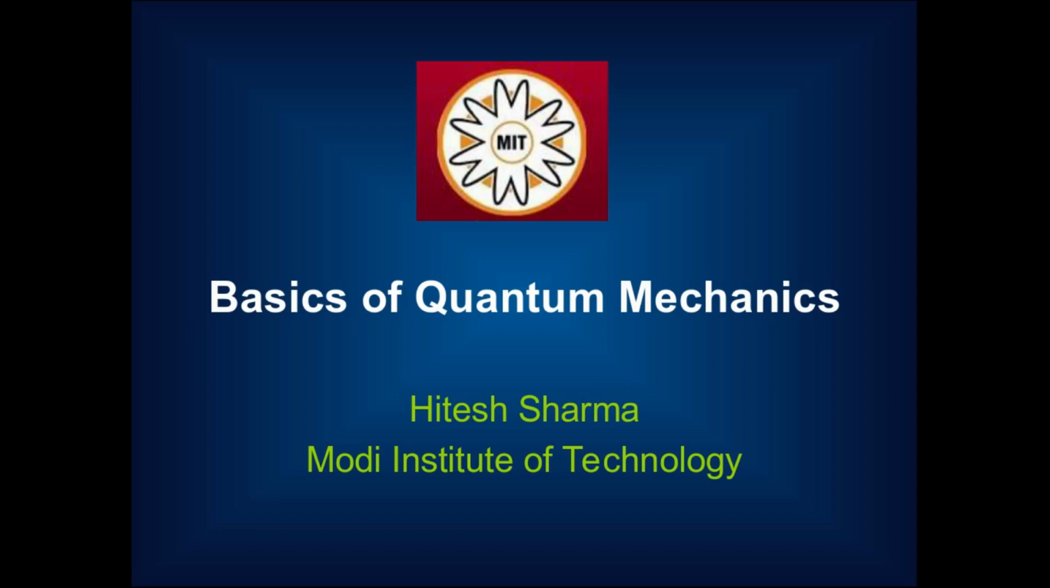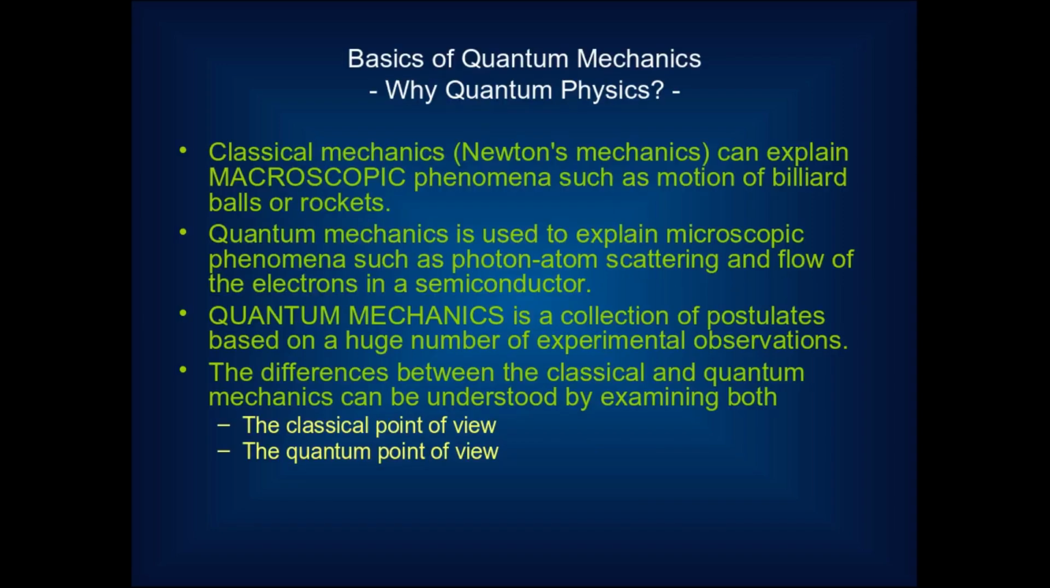Today we are going to discuss the basics of quantum mechanics. Before we understand quantum mechanics, we should understand the difference between quantum mechanics and classical mechanics. Classical mechanics, which we already know is Newtonian mechanics, explains macroscopic phenomena such as the motion of billiard balls and rockets, whereas quantum mechanics is used to explain microscopic phenomena such as photons, atoms, scattering and the flow of electrons in semiconductors.